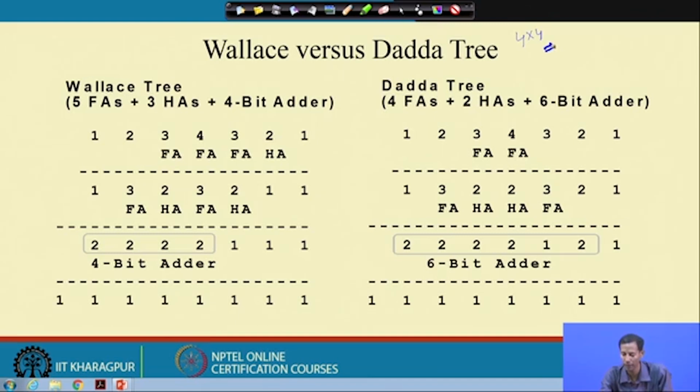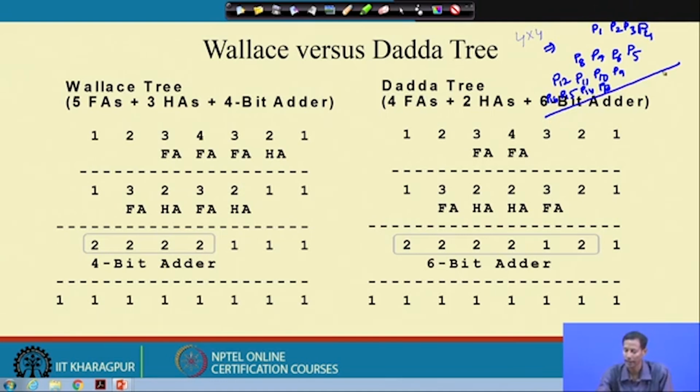So, the 4 cross 4 multiplier gives me what? At the very first I will get P1, P2, P3, P4. Then I will get P5, P6, P7, P8, then P9, P10, P11, P12, okay. Then P13, P14, P15 and P16, okay.